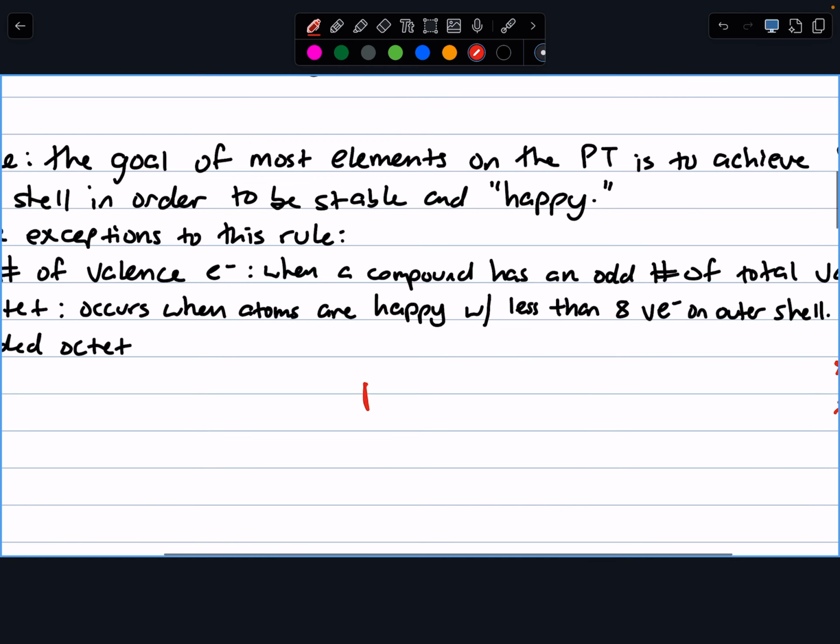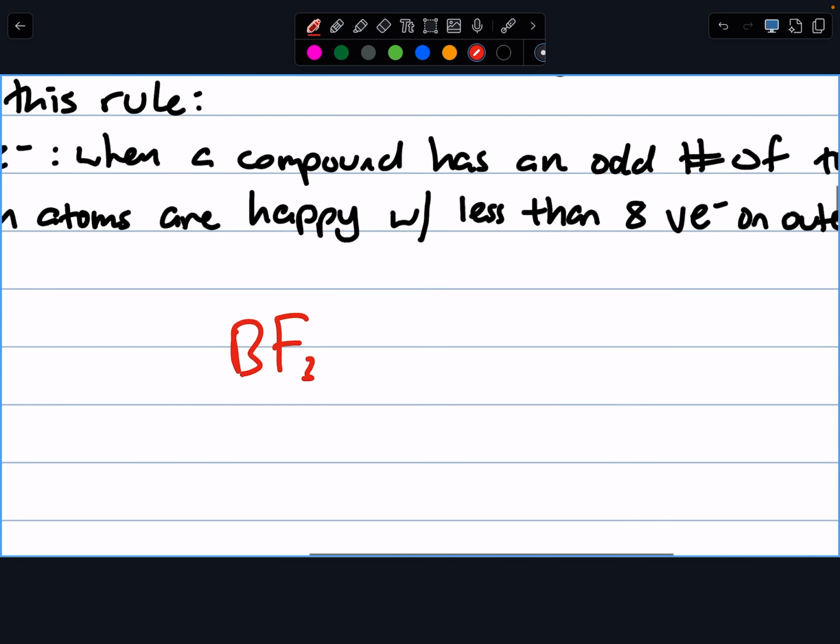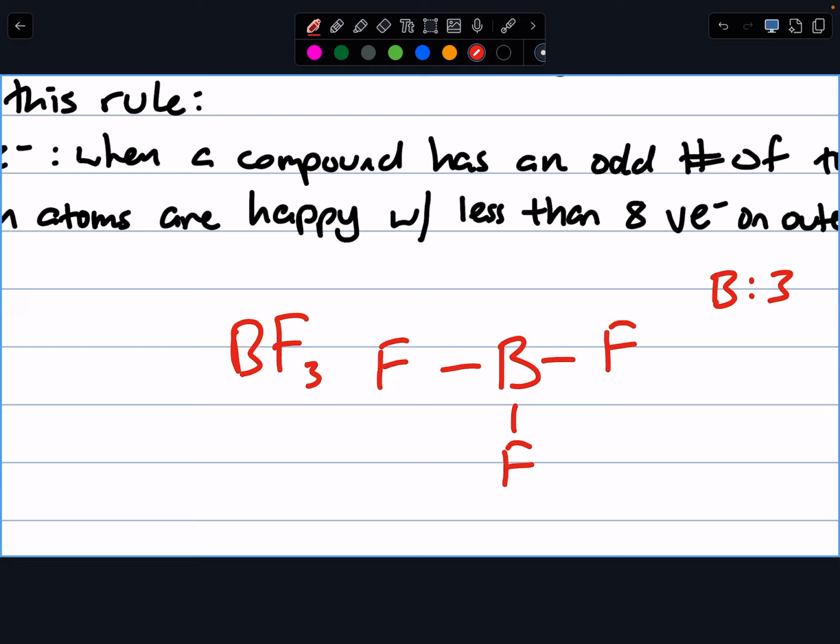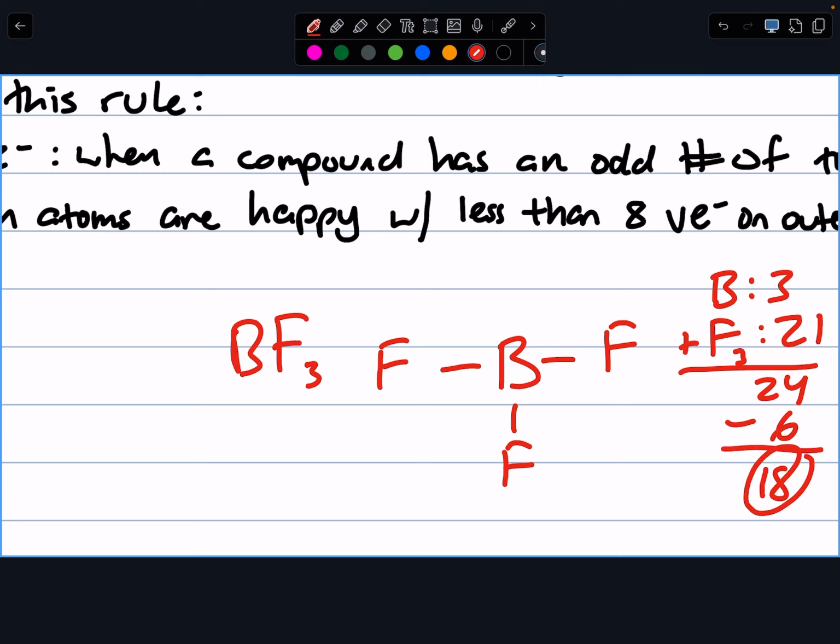Okay, real quick. BF3. So boron would have 3 fluorines attached. Boron has 3 valence, while fluorine has 7, but there's 3 of them, so 21, giving me a total of 24. I'm going to subtract 6 from this total, giving me 18. 2, 4, 6, 8, 10, 12, 14, 16, 18. Do you see how I used up all 18 of my electrons?